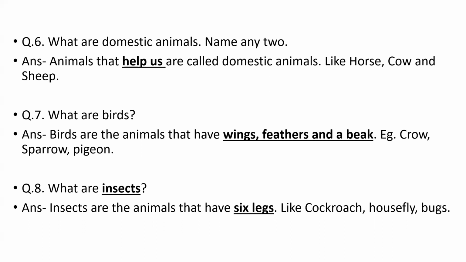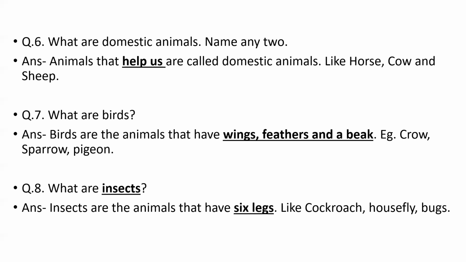So the animals that are useful to human beings are called domestic animals. Now comes the birds. Birds are the animals that have wings, feathers, and a beak. Wings क्या होता है जिससे वो fly कर सकते हैं. Feathers are the ones that keep them warm, and their tail also has feathers. Then a beak. A beak helps a bird to eat their food.